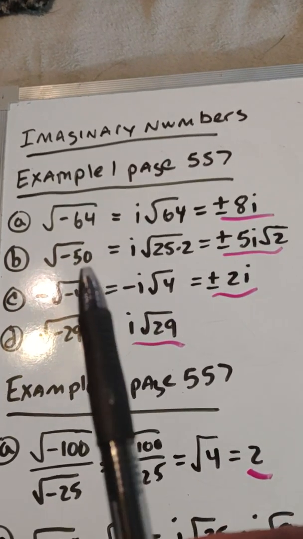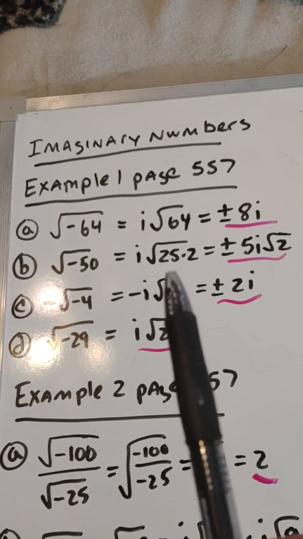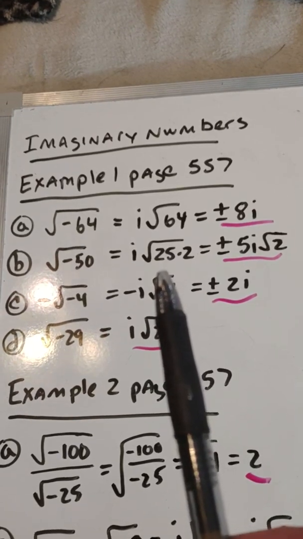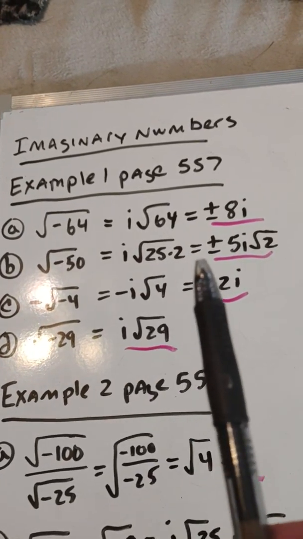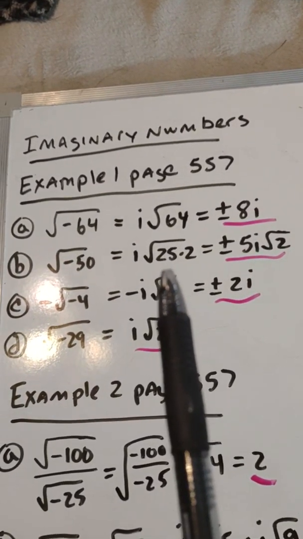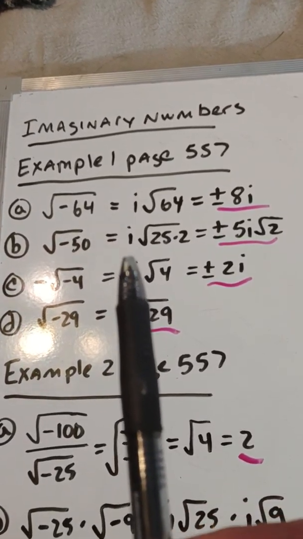Same thing here, you reduce this the same way, bring the i out first, then simplify your 50, 25 times 2, find the largest perfect square that divides into it. Square root of 25 is 5, comes out and multiplies times the i, so you get plus or minus 5i square root of 2. And remember, anything that comes out of a radical sign multiplies times anything outside the radical sign.